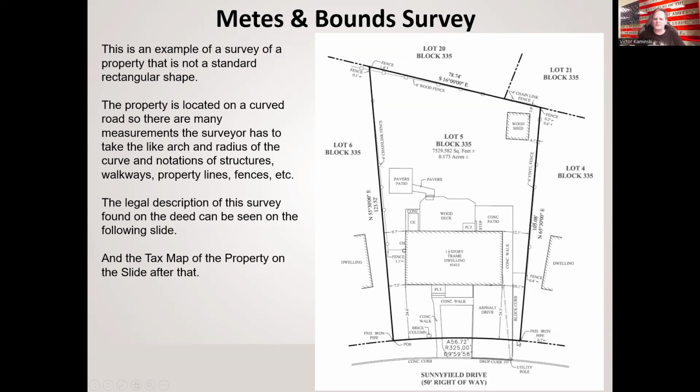And here, there's a curve in the road by my street. Look, they got a measurement of the arc, the radius, and the diameter of this curve. They have the lots that are neighboring mine. Look at that. I'm surrounded by 1, 2, 3, 4 different properties.